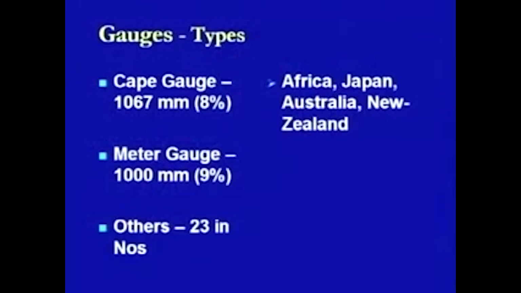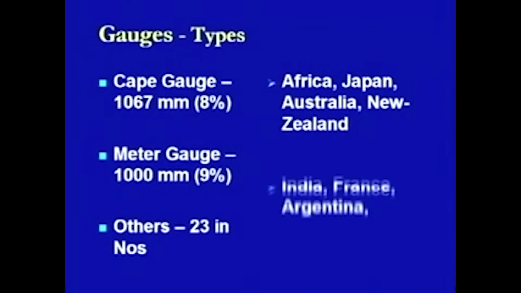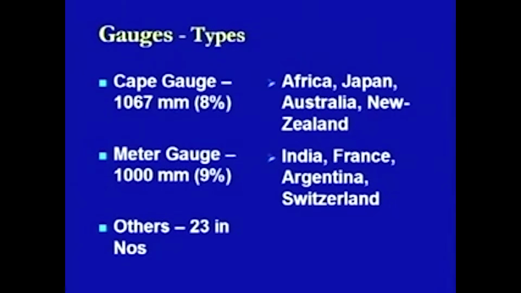Looking at the different countries, the Cape gauge has been provided in Africa, Japan, Australia, and New Zealand. The meter gauge is found in India, France, Argentina, and Switzerland, and there are a number of other countries in which other gauges have been provided. Out of all these gauges, some have been provided in our country, India, so we will look at the gauges provided in India.